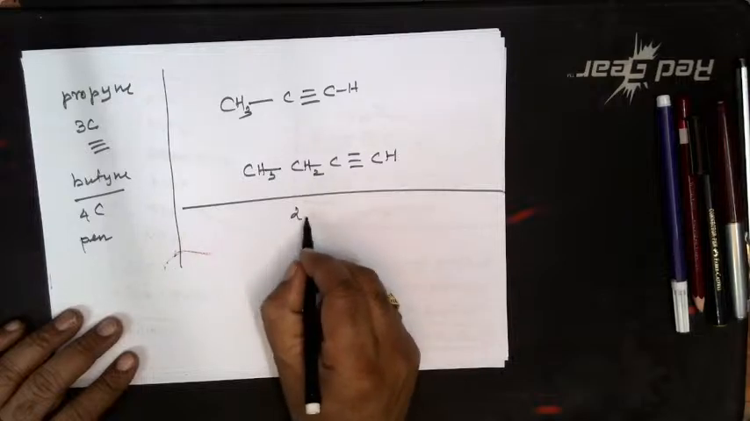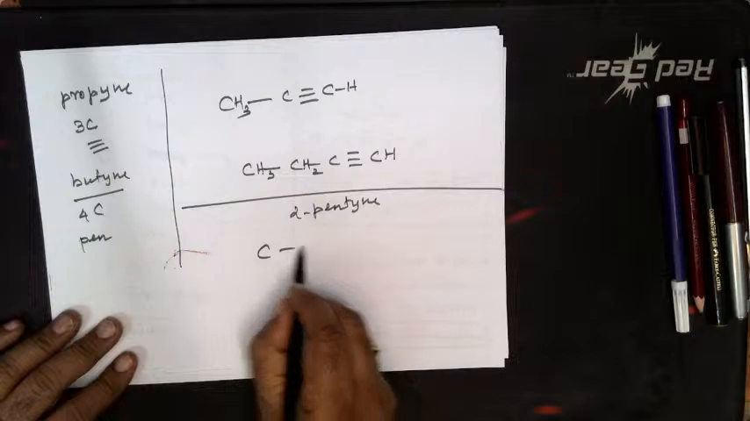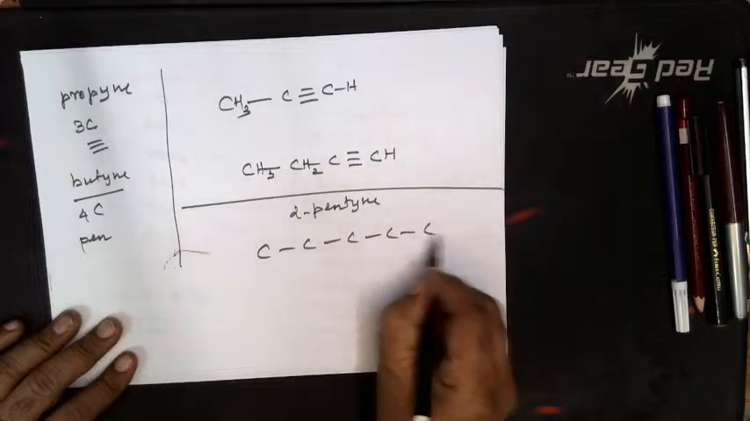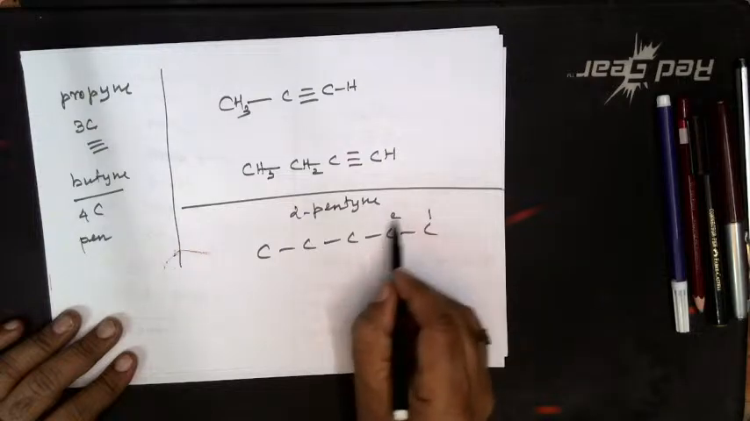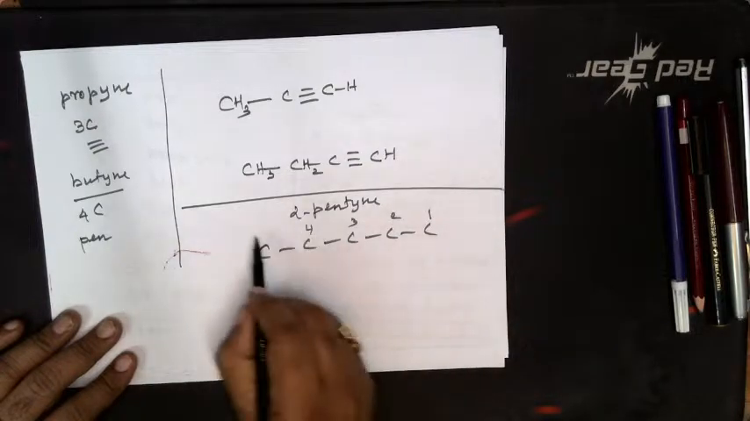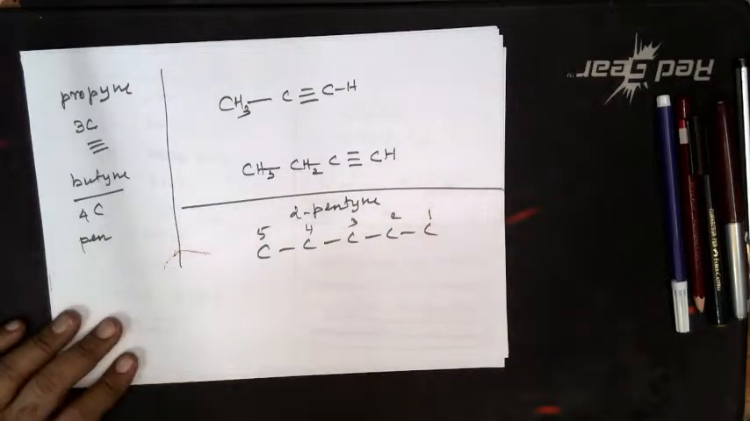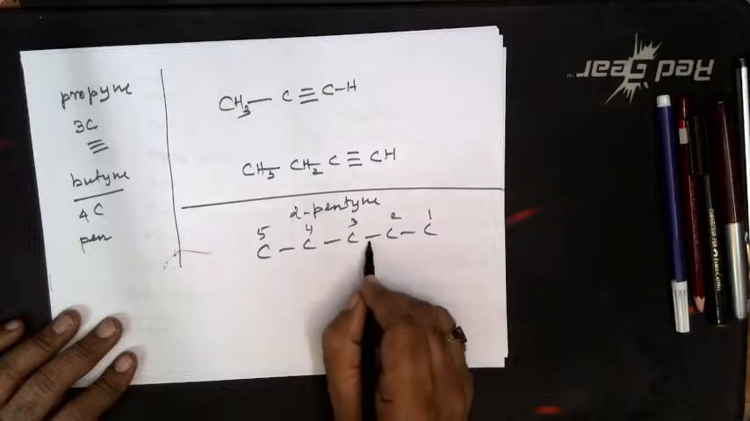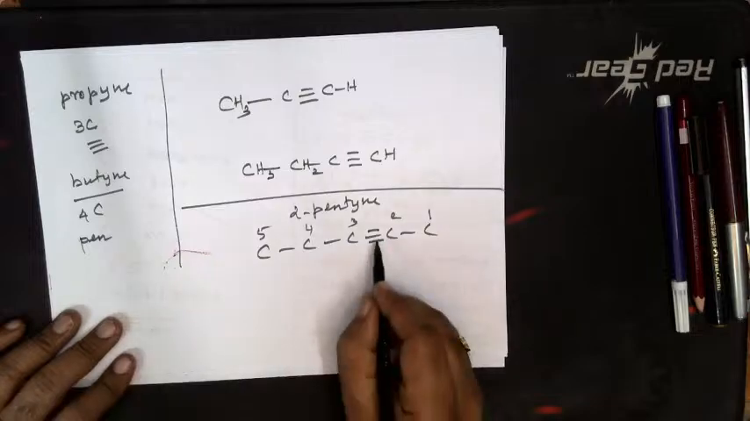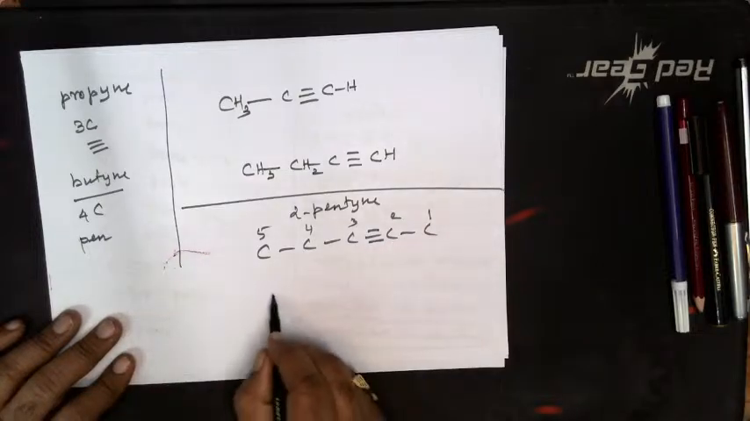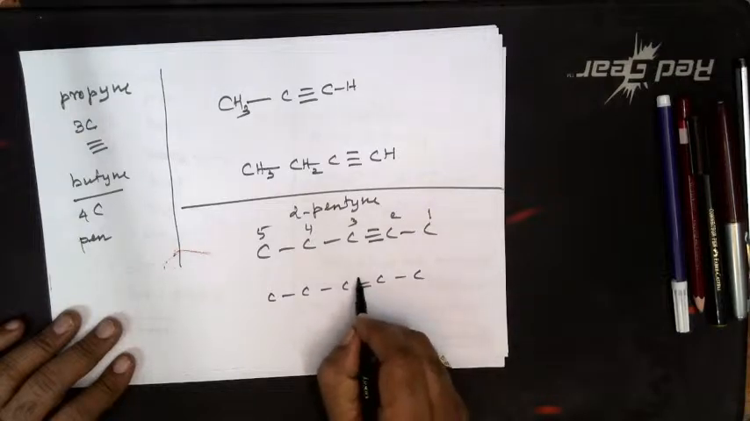So 2-pentyne. Okay? 1, 2, 3, 4, 5. That's all. 2 means the triple bond is in the second position. Count it. 1, 2, 3. Write down 1, 2, 3, 4, 5 from left, from right. Now you have counted 5 carbon atoms and the triple bond is between the second and third position. So you have to consider this as second position only. Do you understand now? So 2. Again write C, C, C, C.